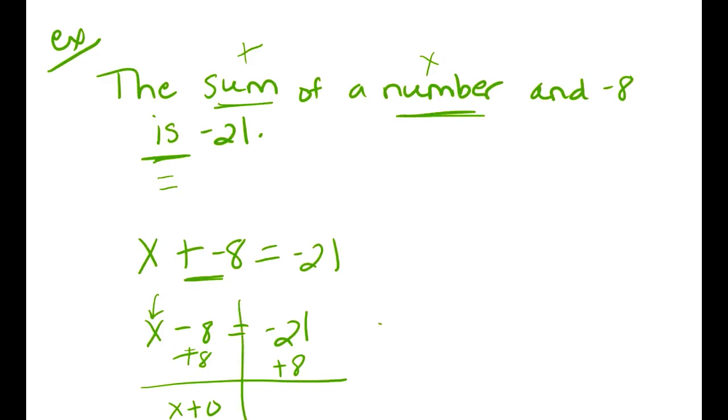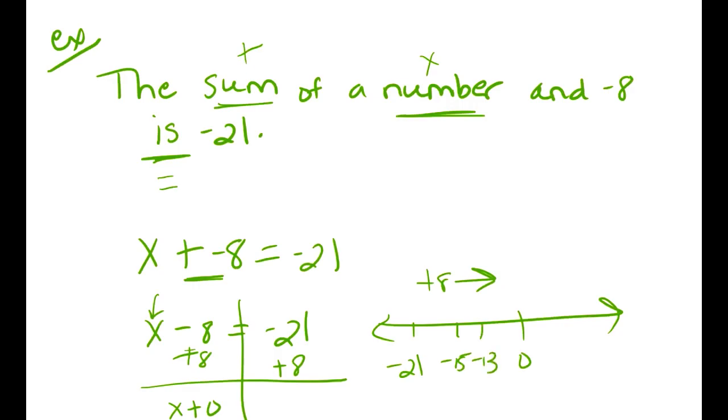And then remember, we're at -21 on the number line. And we got to add 8, which is going to take us to the right. So 6 is going to take us to negative 15, and 2 more will take us to negative 13. So x equals negative 13.